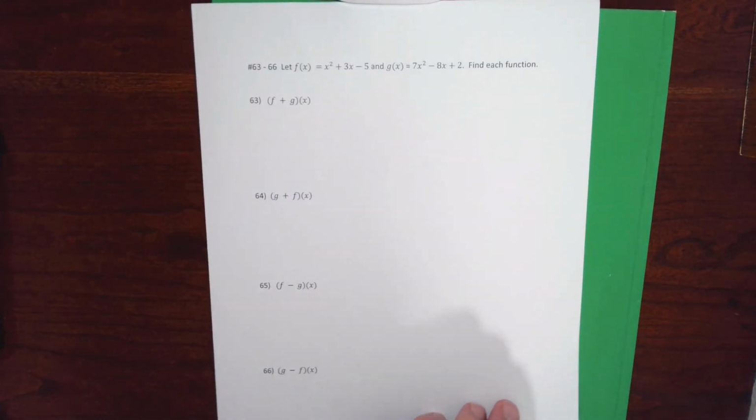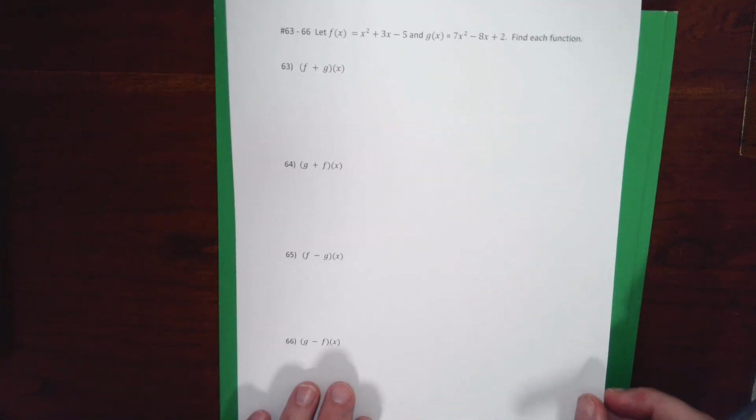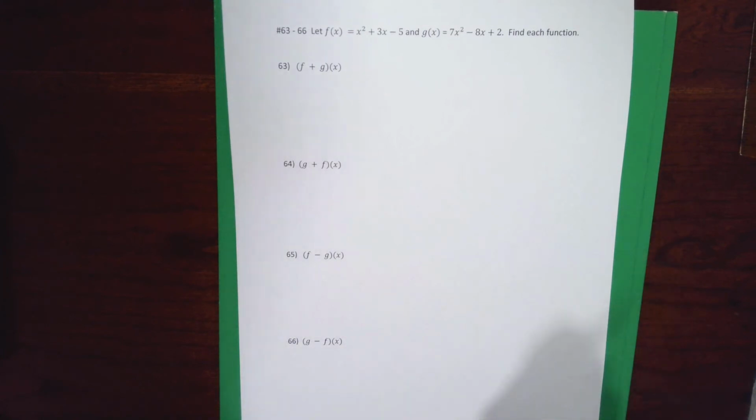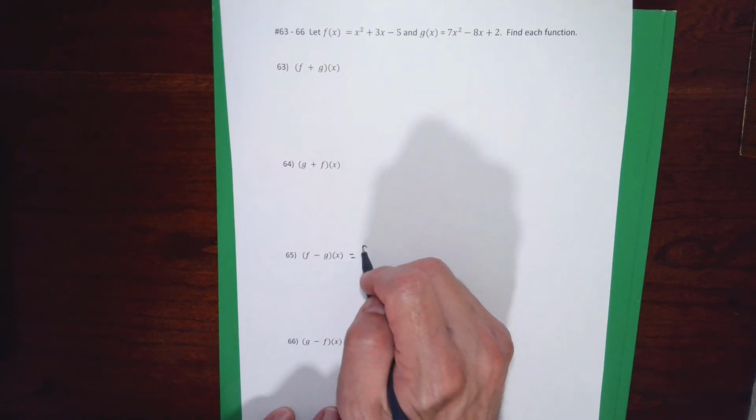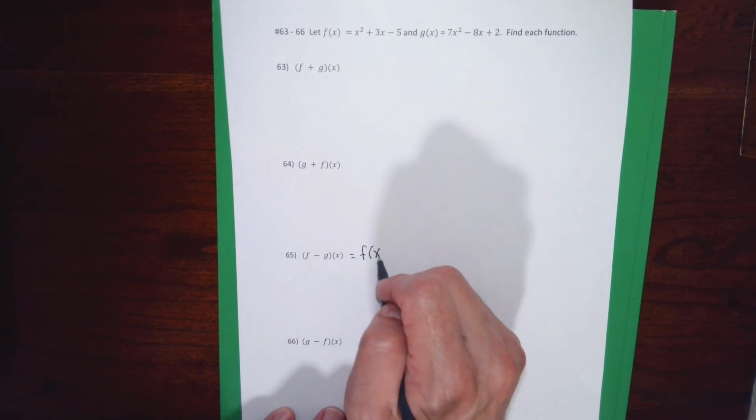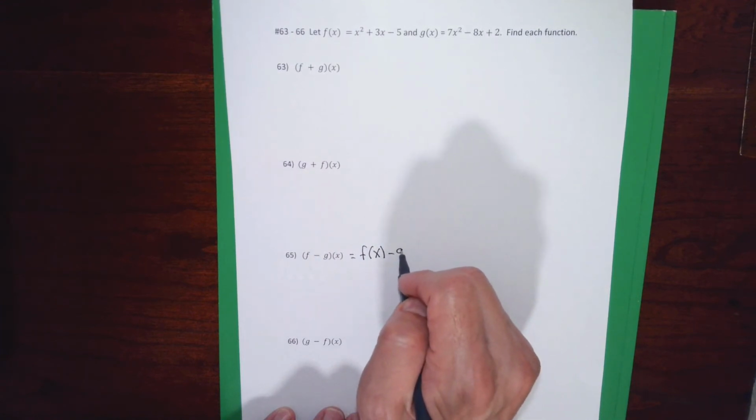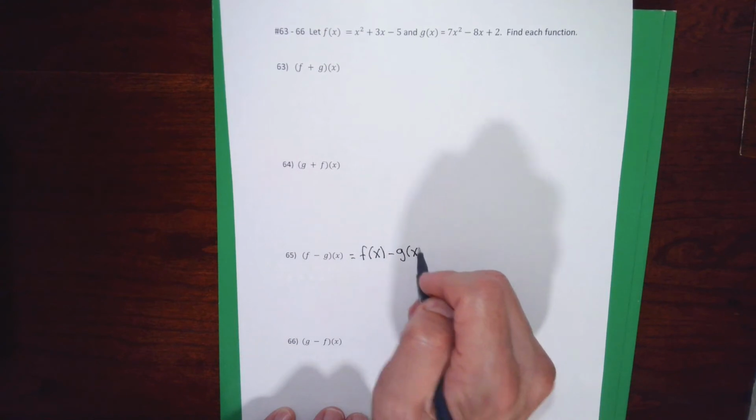Let's do 65 together, but not all the problems on this sheet. I just don't think it's necessary to do so many. So maybe pause the video and try 65, and I'll do it with you. So 65 is longhand for asking me to find f of x minus g of x.